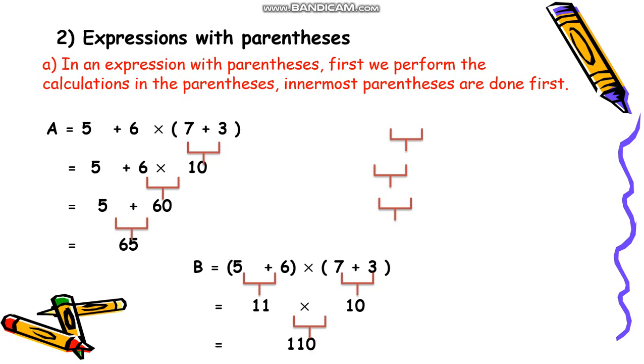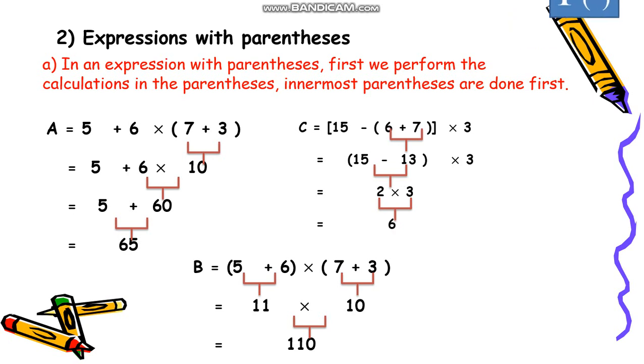Let's see the final one. C equals 15 minus brackets 6 plus parentheses 7 times 3. What do we have here? We have parentheses inside of a bracket. So we're going to solve the parentheses that we have inside first. Don't forget that this number is inside of a bracket, so when we solve it, we should also solve all these expressions first. Now 15 minus 3 equals 2. Now 2 times 3 equals 6.